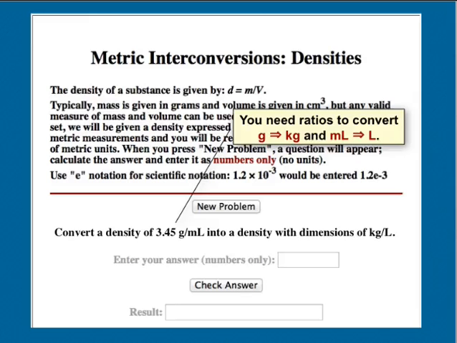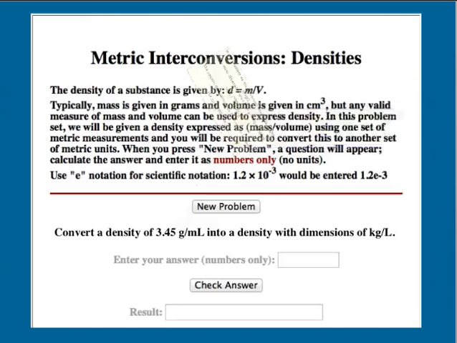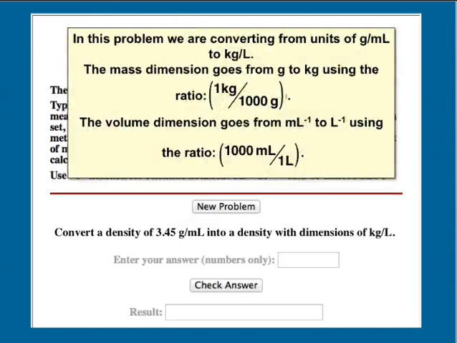Our first ratio, something like 1 kilogram is 1,000 grams. That works because we have grams in our denominator. Our second ratio, we can do 1,000 mils in 1 liter. That works because milliliters is in the numerator and it's in the denominator here.